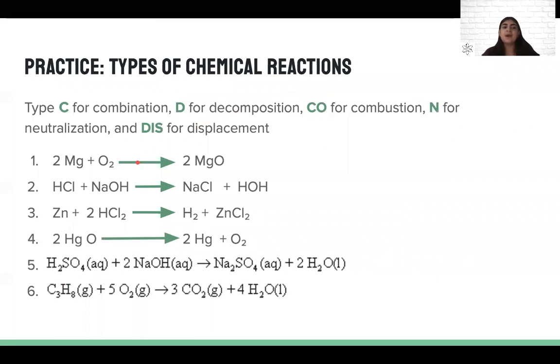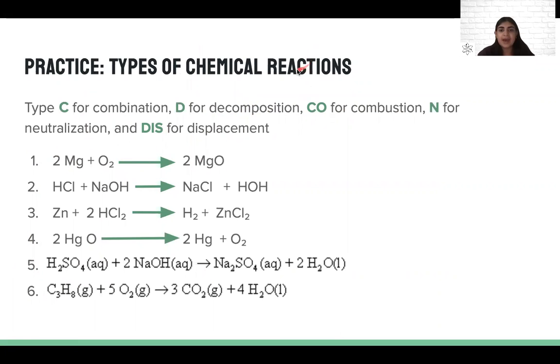So we're going to do a bit of practice. Feel free to pause the video and try this out. We're going to determine whether these reactions are combination, decomposition, combustion, neutralization, or displacement reactions. So feel free to pause and try it out. And I'm going to be going over it now.